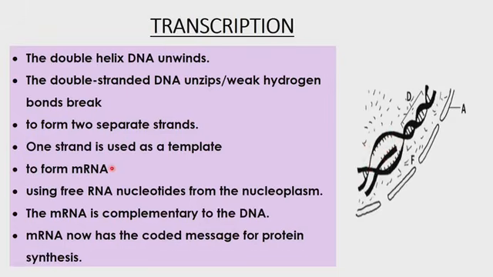So then, how's that mRNA strand form? Using free RNA nucleotides from the nucleoplasm. So that nucleoplasm is the liquid component of the nucleus, and your RNA nucleotides, these are the building blocks, and in this example we're making an RNA, so it's RNA nucleotides. Then the mRNA is complementary to the DNA, meaning this fits onto that template strand. It is a copy of it. It's complementary, so if there's a C here, then there has to be a G on our mRNA strand.